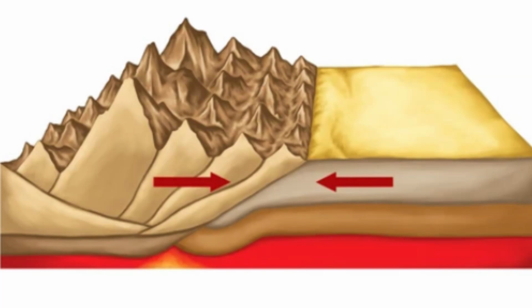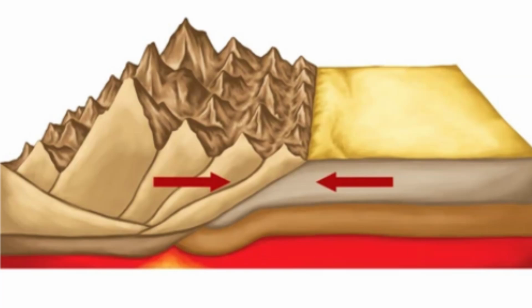Convergent boundaries. Convergent boundaries occur where tectonic plates move toward each other. Depending on the types of plates involved, one plate may be forced beneath the other in a process called subduction, leading to the formation of deep ocean trenches and volcanic arcs. Alternatively, if both plates are continental, they may collide, resulting in the uplift of large mountain ranges.